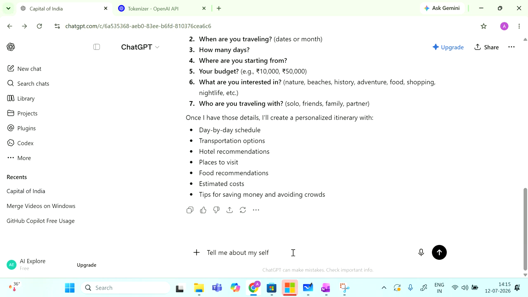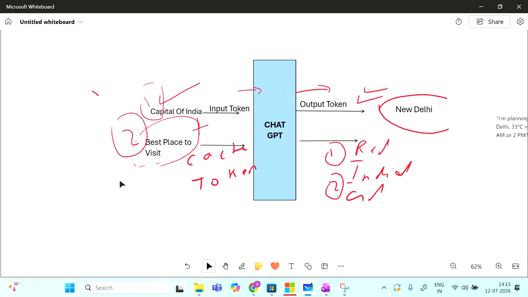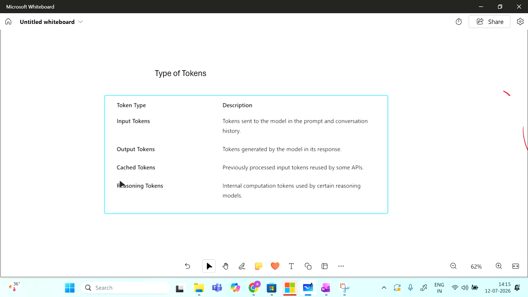I think this is clear to everyone. What is input token, what is output token, what is cache token, and what is reasoning token.